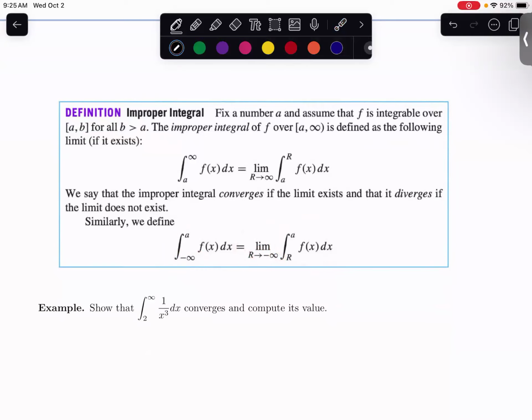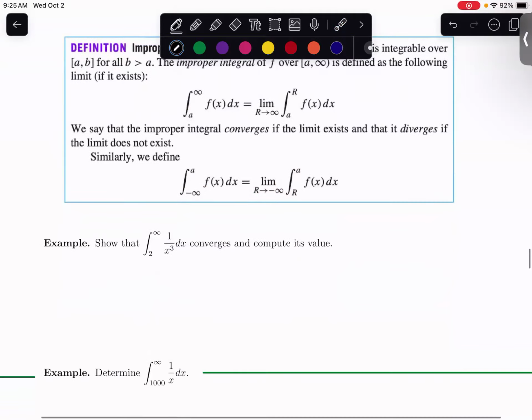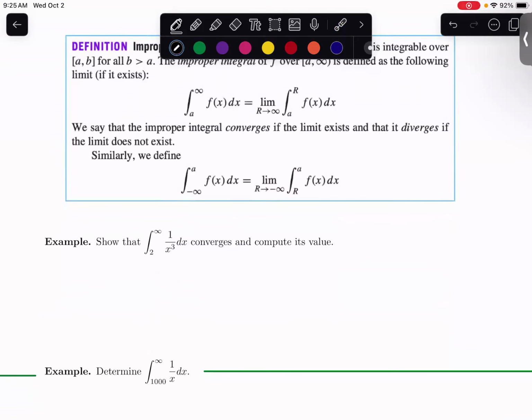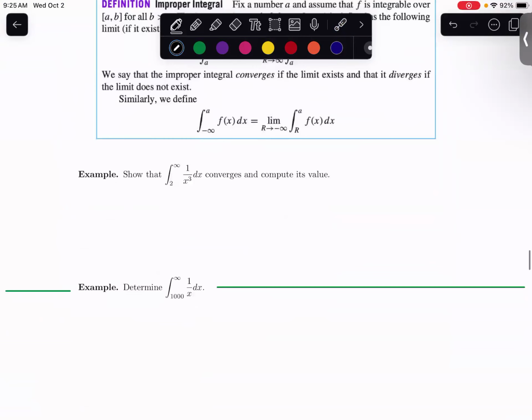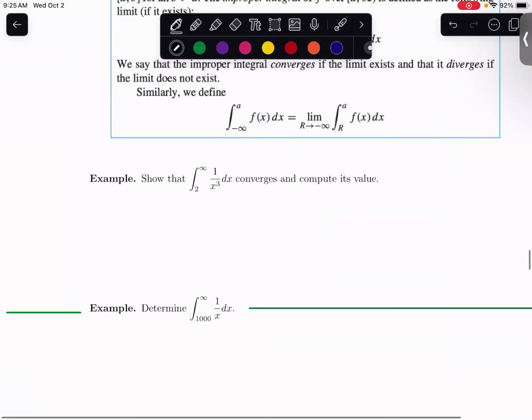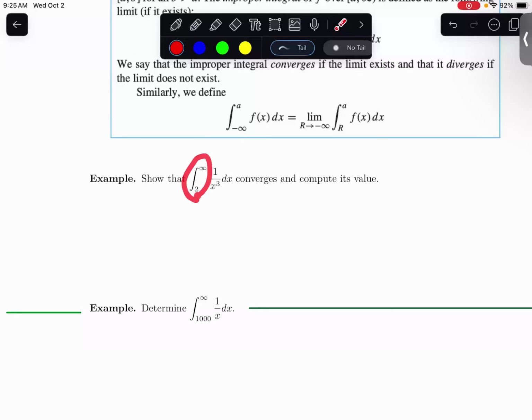Okay, so this is one of those sections where you just need to work through examples. It's important to have what's going on conceptually down, but on the exam, I'm just going to ask you to compute examples, right? I'm not going to focus on the conceptual side all too much. So for this first example, it wants you to compute the integral from 2 to infinity of 1 over x cubed.